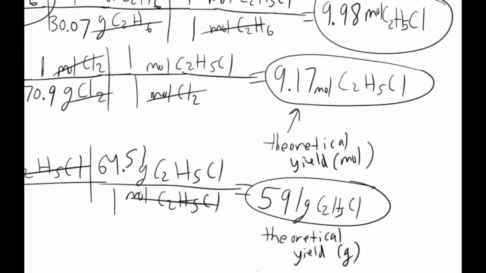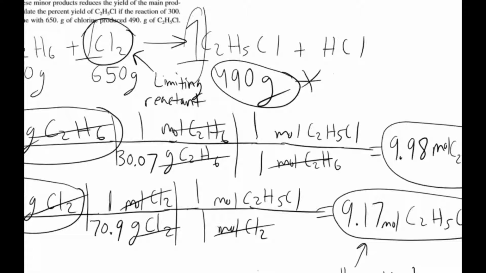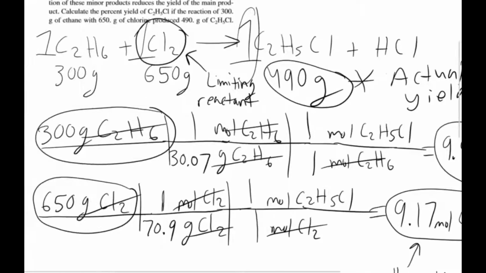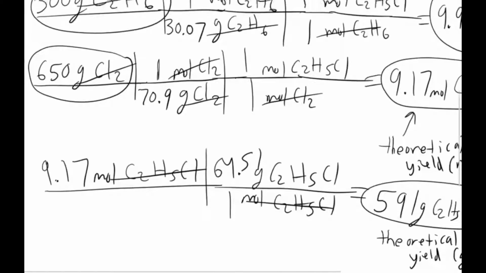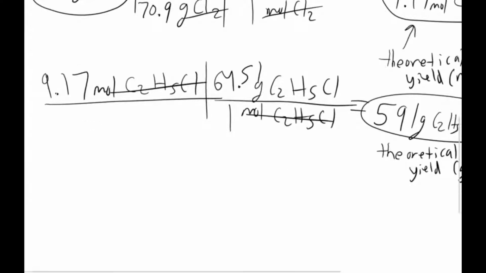Now we're going to compare this number with this number right here, because this number is our actual yield. And as we predicted, the actual yield, 490, is lesser than the theoretical yield, which is 591. It couldn't completely form 591 grams because, as the problem stated, there are other minor products that the amount of reactant is going towards. So now the final step is to calculate percent yield. Now we have everything we need to calculate this quantity.